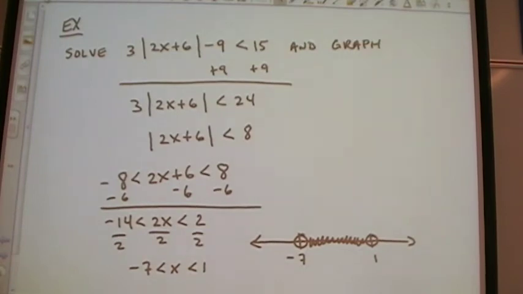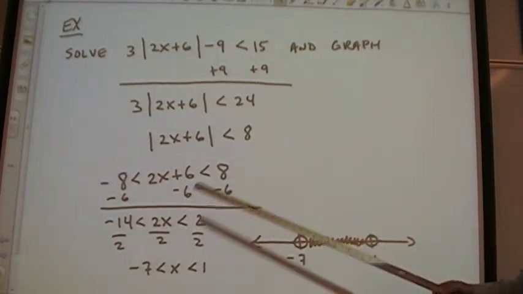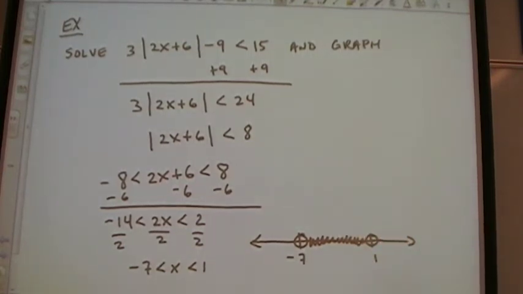In this one, solve 3 times the absolute value of 2x plus 6, minus 9, is less than 15, and graph. Here we got to do a little bit of work because the absolute value is not isolated. So it's just like equations, that last example I did with equations. Add 9 to both sides, divide by 3, and this is what we end up with when we get the absolute value by itself. Absolute value of 2x plus 6 is less than 8.